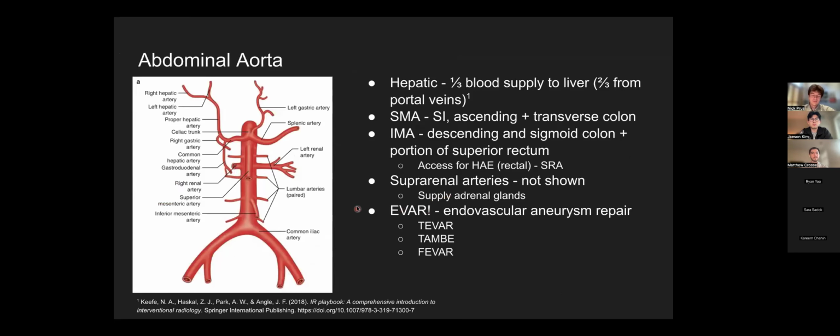Moving on to the abdominal aorta, there's a lot going on in this image, so I'm going to go through it slowly. Also, if anybody has any questions, please feel free to drop them in the chat.